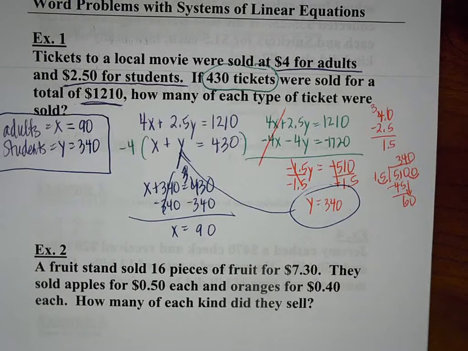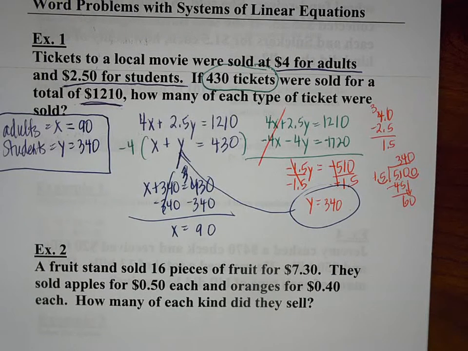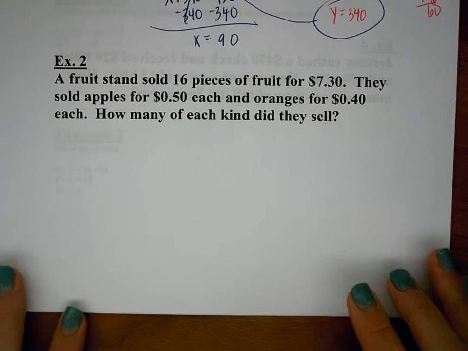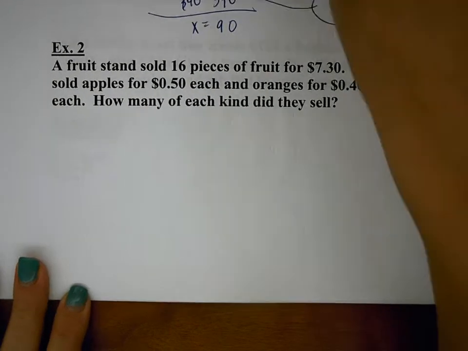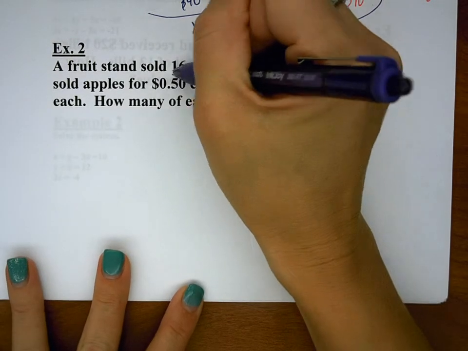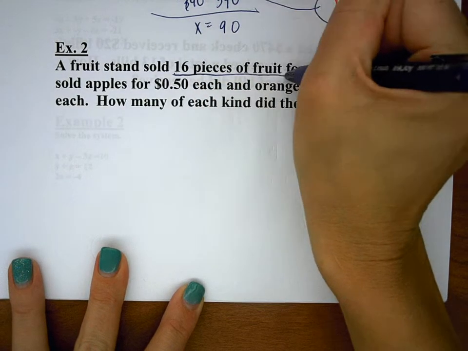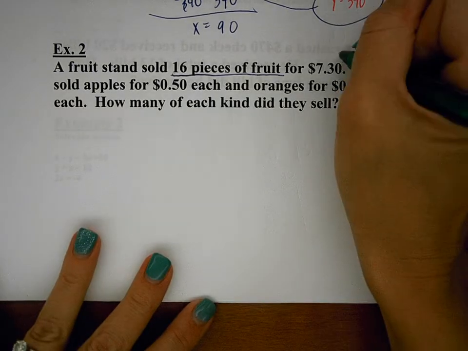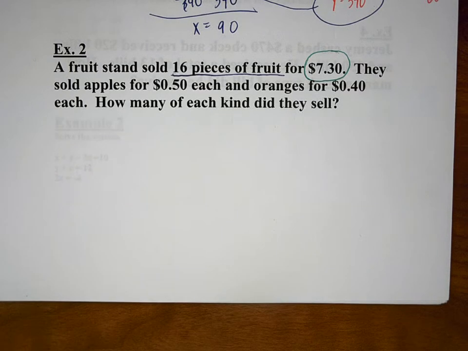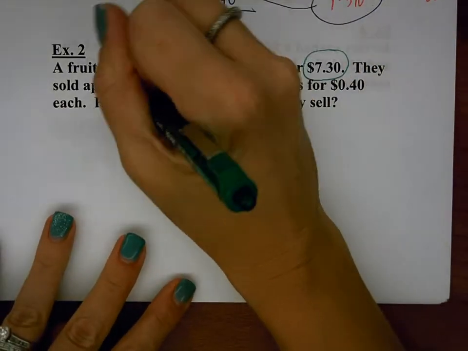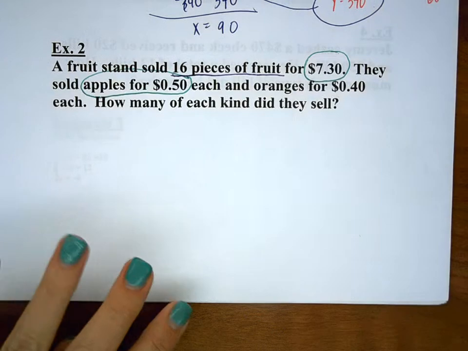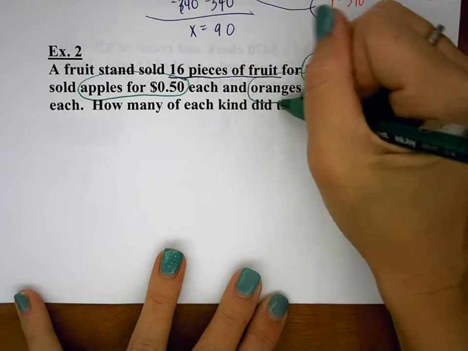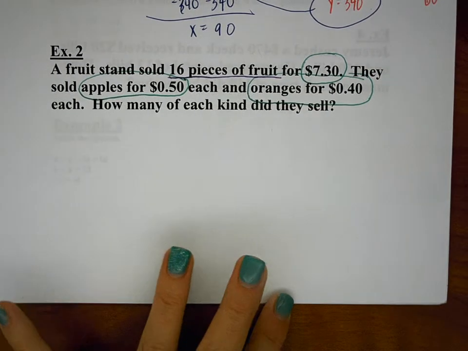Are you guys ready for example 2, or are there any questions still on example 1? Okay. Example 2. A fruit stand sold 16 pieces of fruit. So this is not dealing with money, but we have 16 pieces of fruit for $7.30. This time I'm just going to circle my dollars, however you do it is fine. They sold apples for 50 cents and oranges for 40 cents each. How many of each kind did they sell?